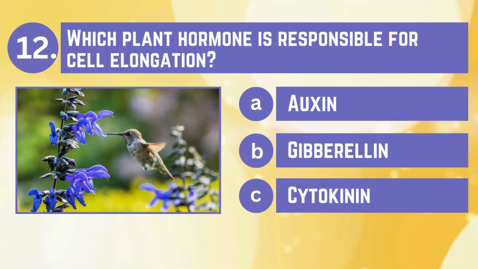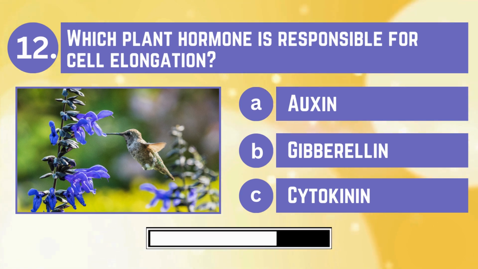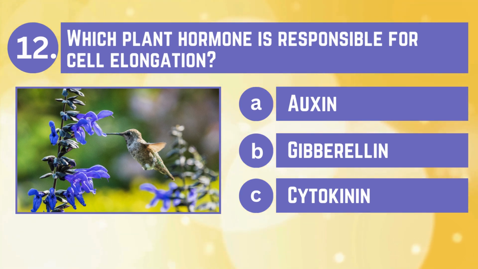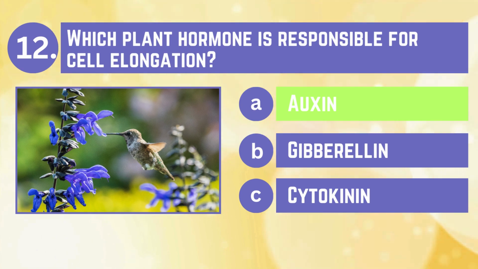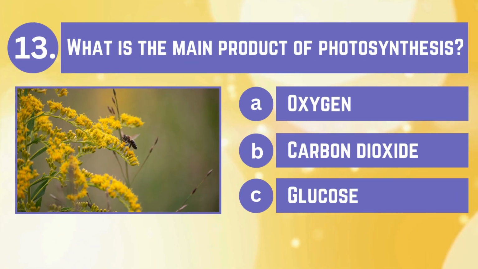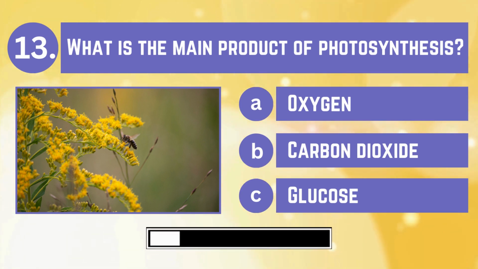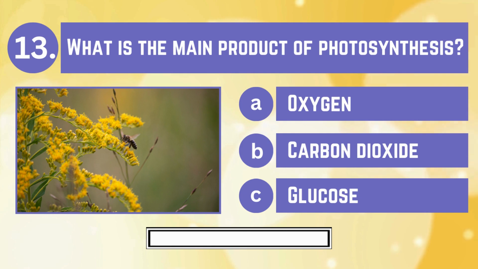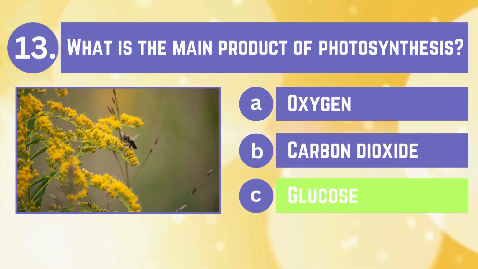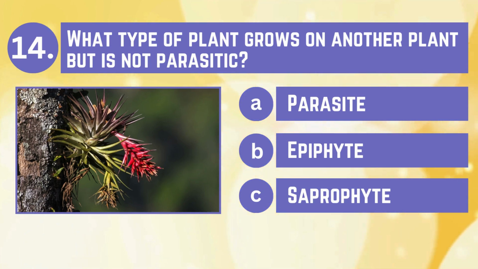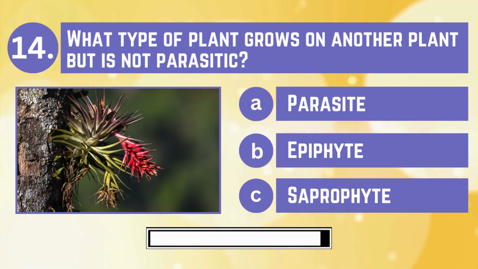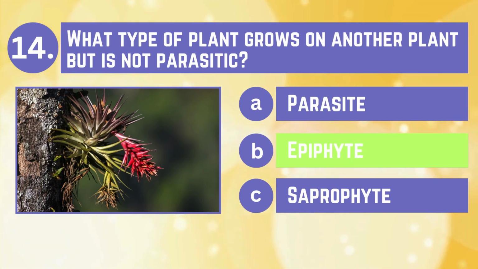Which plant hormone is responsible for cell elongation? Auxin. What is the main product of photosynthesis? Glucose. What type of plant grows on another plant but is not parasitic? Epiphyte.